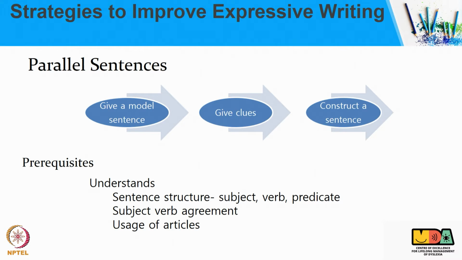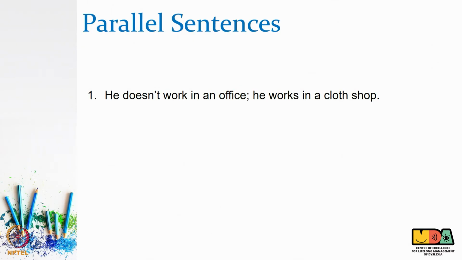This is called as parallel sentences, where a model sentence is given and few clues are given to the child to make the correct sentence. The child must have become proficient enough to understand the subject verb agreement and the syntax and article usage for the child to write the correct sentence. Now, let us take an example.